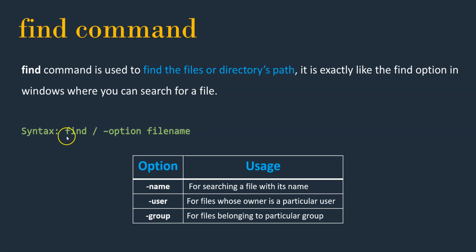You can see here the syntax of the find command is something like this: find slash, minus option, and file name. This option can be any of these. So minus name, if you give, it will search for that particular file, where exactly it is located. If I give minus user, for files whose owner is a particular user, if I give user called root, all the files which are owned by root it is going to display. Next, group, for files belonging to that particular group. If I specify the group, it is going to display the group's information. But usually we are going to use the name option. Let me execute with the name option.